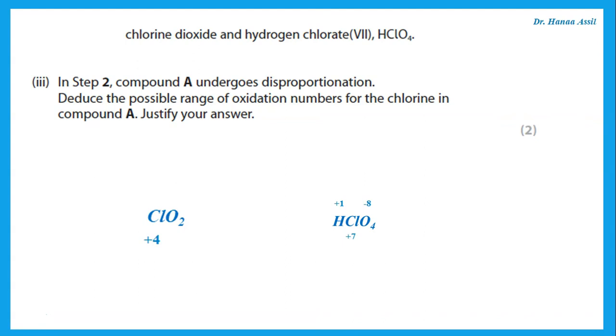So in between +4 and +7, that is what we should have for compound A, because we said disproportionation means that compound A will undergo oxidation and reduction in the same reaction. So the oxidation number of chlorine in A must be somewhere between +5 or +6, so that once it will be reduced going down to +4, and once it will be oxidized going up to +7.